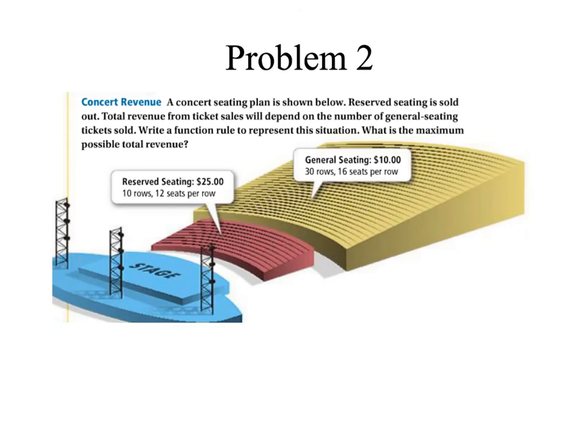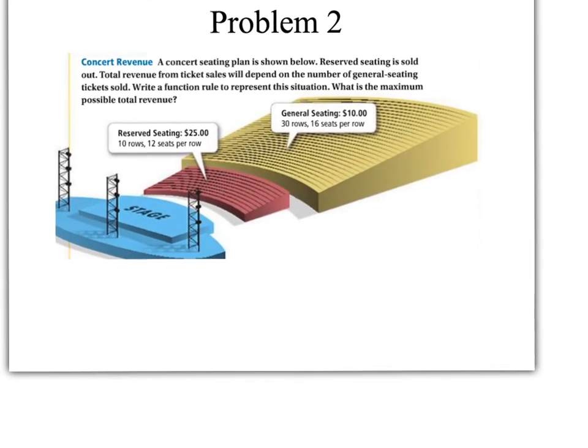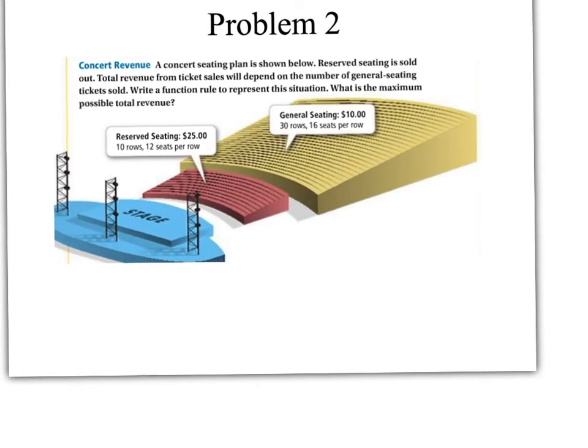Okay, problem 2 comes from a picture. So it says, a concert seating plan is shown below. Reserved seating is sold out. So that's this whole section right here. Total revenue from ticket sales will depend on the number of general seating tickets sold. So this is general seating. Okay, write a function rule to represent the situation. And then we have to figure out what is the maximum possible total revenue.